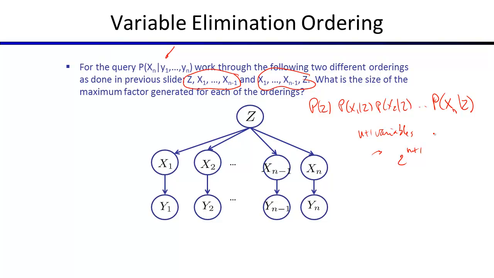All right, so what if we keep z for last, right? Let's say we start with x1. If we look at x1, we have x1 given z. We have y1 given x1. We join those two together. We get a table over two variables, so 2 to the 2 entries. We sum out over x1. We end up with a factor f1 over x1 and y1, which is fixed, which has 2 entries.